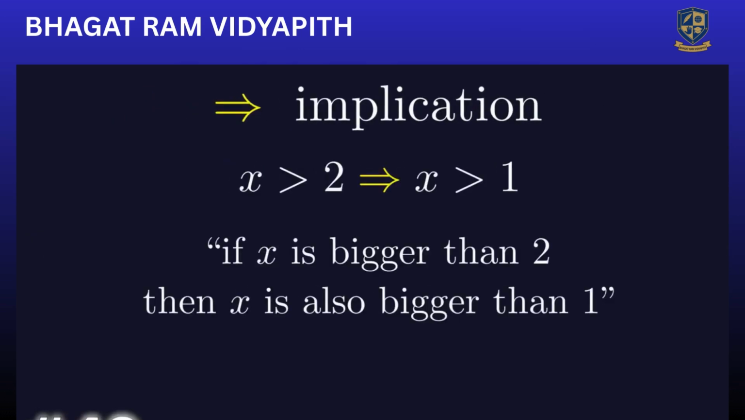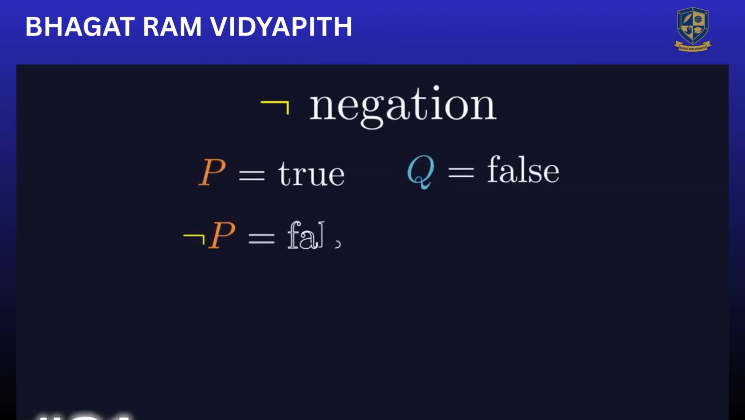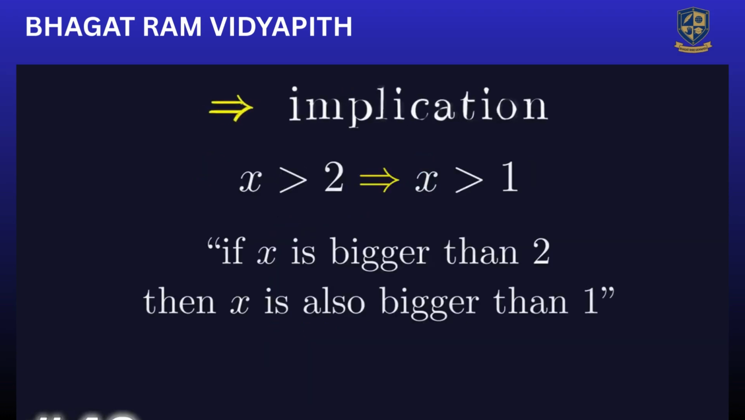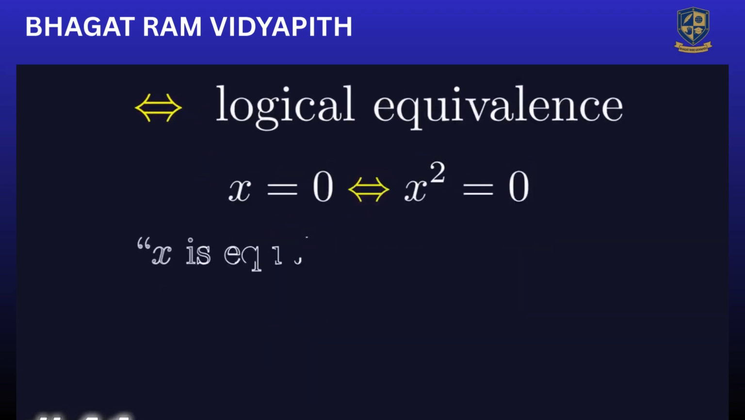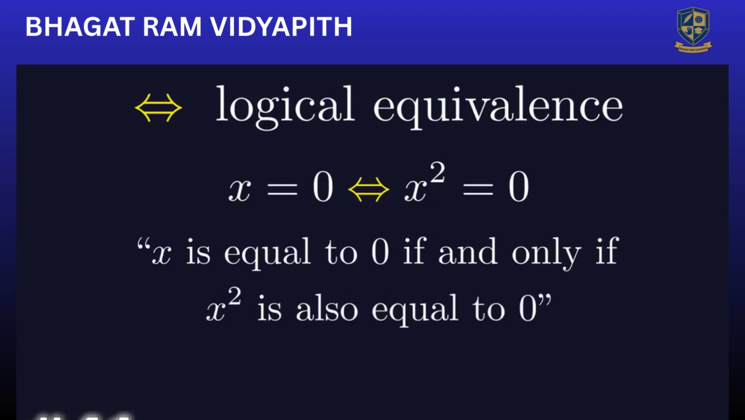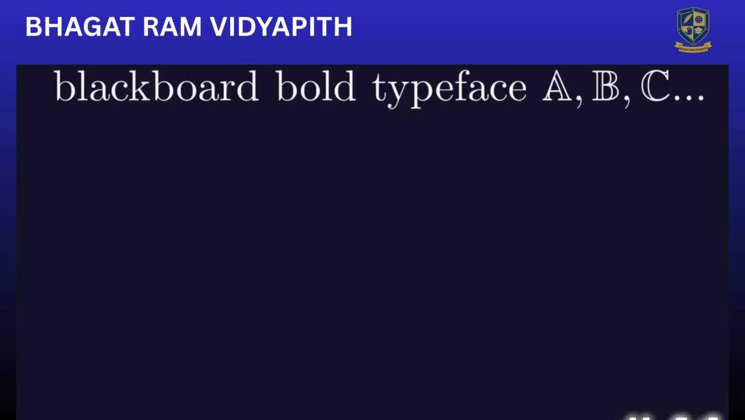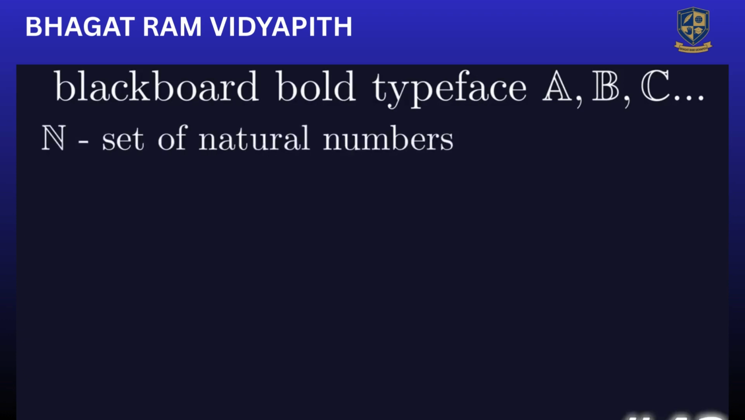Conditional operator denotes an implication between two statements. If the first element is true, then the second is also true. A logical equivalence operator indicates that two statements have the same logical value. The capital letters written in Blackboard bold typeface usually denote the basic number systems.